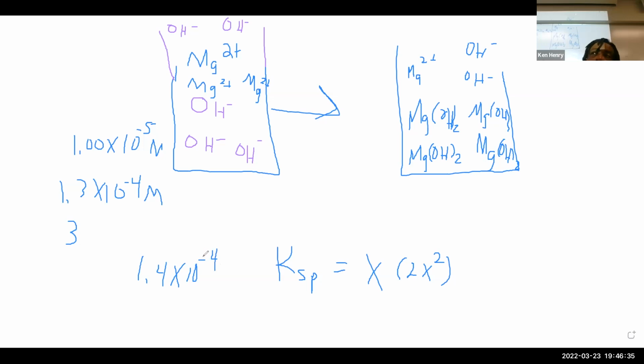Okay, well, let's think about this. If it's 10 to the negative 5, and we have 1.3 times 10 to the negative 3, what does that mean? If at equilibrium we have less than what we actually have, what do I need to do? I'm going to need to add something. Okay, this one is going to take a little bit more thought. So this is the value that we have in sea salt.